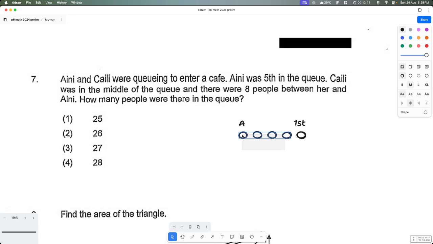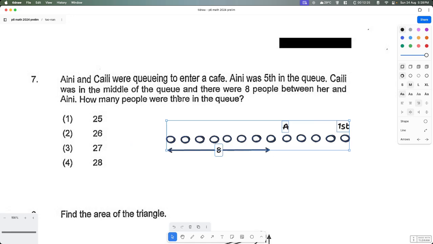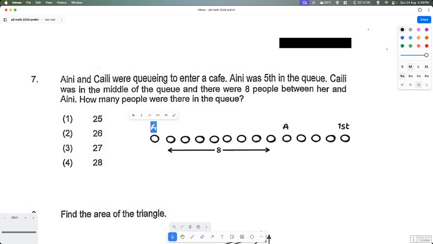So there were 8 people between her and Aini. So let's do this. Copy this and paste it over here. So 1, 2, 3, 4, and then 1, 2, 3, 4. So there were 8 people, right? And then after that, there was Kylie as well. So another one is Kylie. So this will be C. Right, so how many people are there? So 8 plus 2, and then plus 1, 2, 3, 4. Kylie over here, she says she was in the middle, right? So this is equal to 8 plus 1, 2, 3, 4, 5. So this will be 13, right? So she's in the middle.